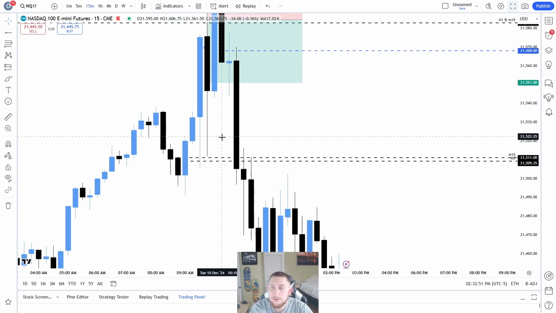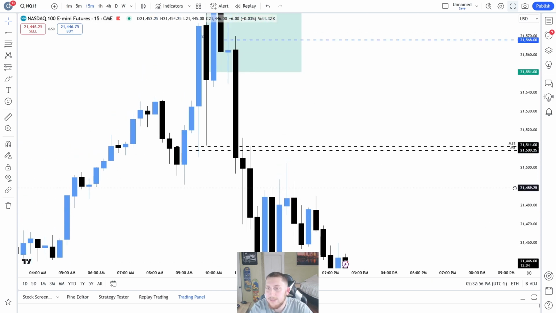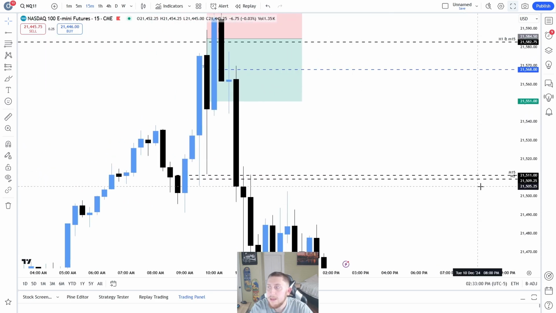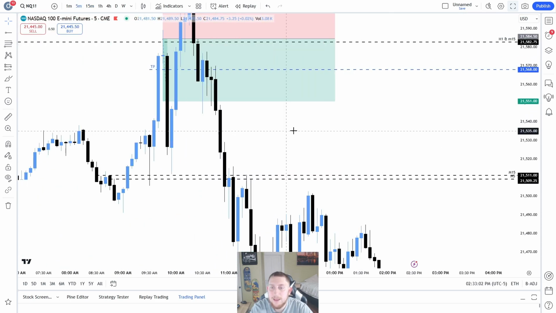then had that upwards move. And look at this, we went ahead, did that same thing again, almost tapped right into that M15, and then we got that upwards move again as well. Same thing as this M5. Let's go down to the M5.